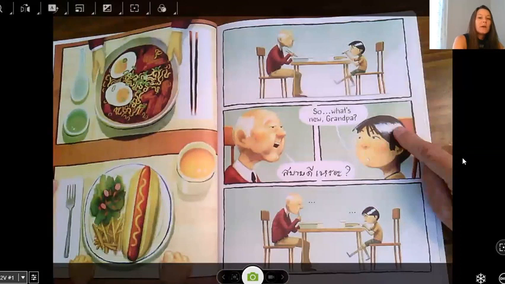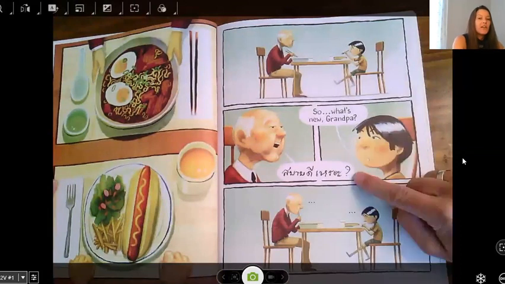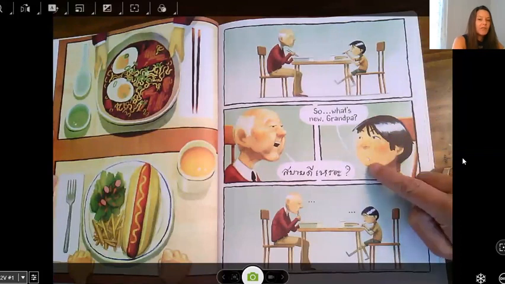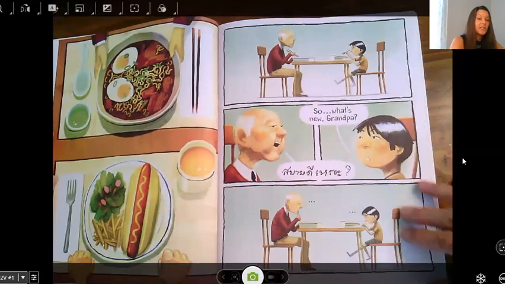So, what's new, Grandpa? I found out from the video from the author that the grandfather responds in Thai. Of course, you can tell the boy can't understand what he's saying. So now they sit in silence. The dot, dot, dot indicates, I don't know what to say, I don't know what to do.